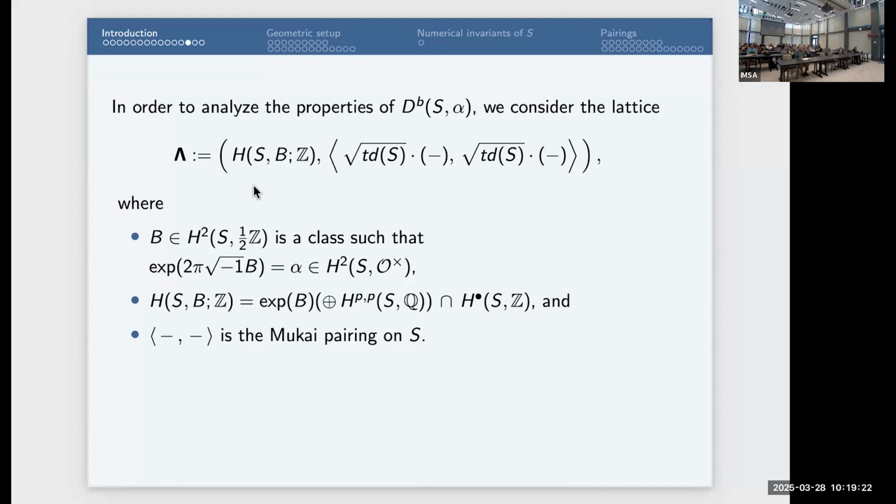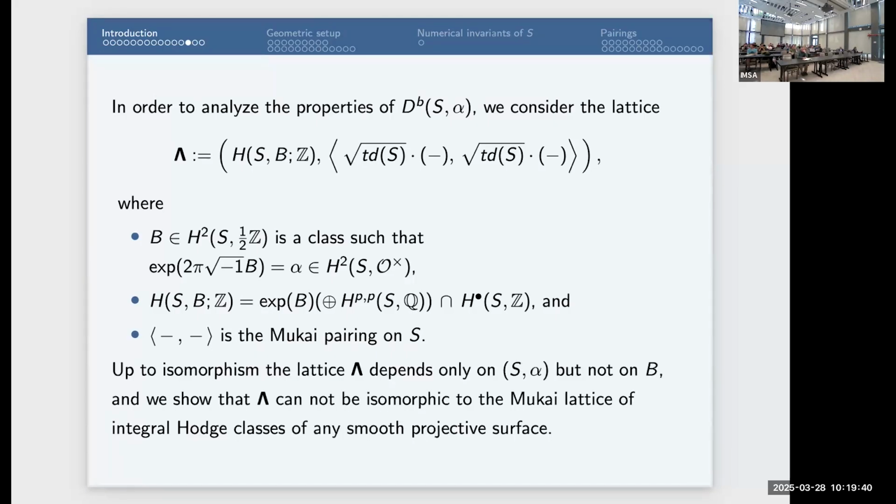So then we take the lattice to be the Hodge classes twisted by the exponential of this B, basically twisted by alpha. And there is more to calculate, which I will remind you of in a minute. And we get this lattice that carries all the relevant information. After isomorphism, the lattice depends on S and alpha, not on B. And we show that Lambda cannot be isomorphic to the lattice of integral Hodge classes.